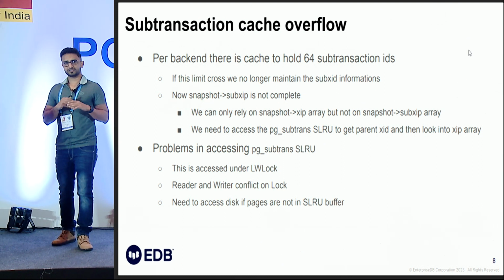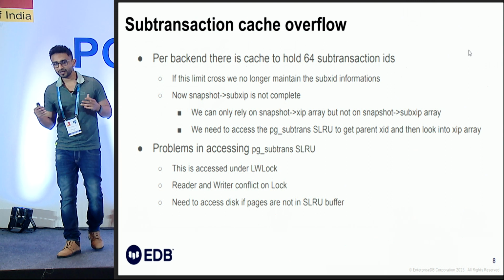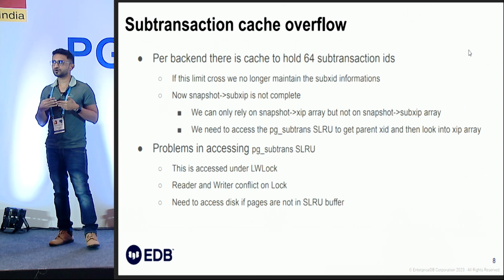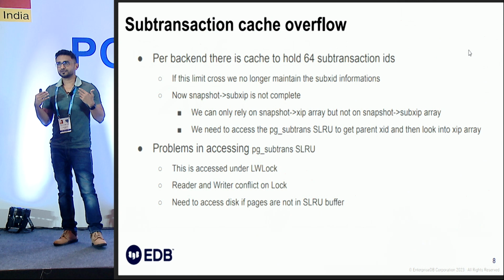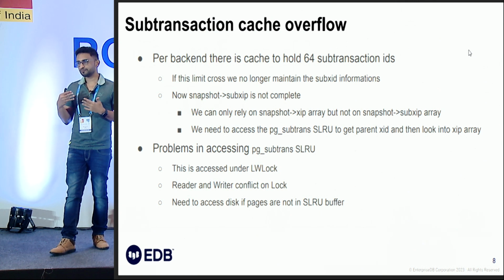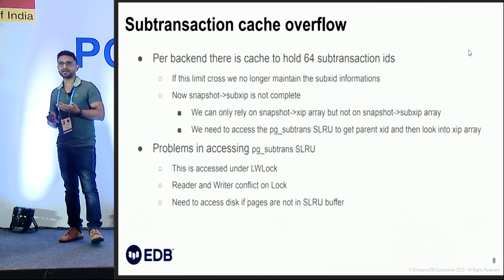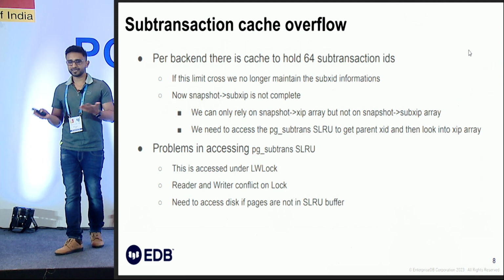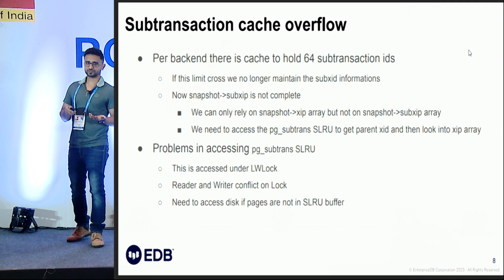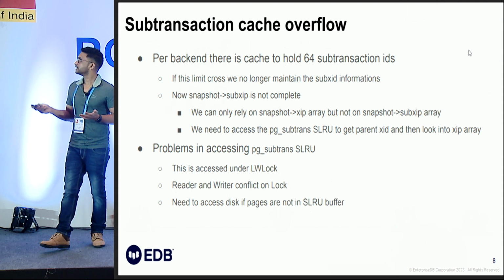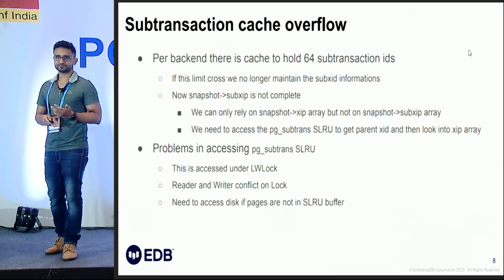Another thing is that it may so happen that you might not get the subtransaction you are currently looking for in the buffer. So you might need to do buffer eviction and get the information from the disk also. So that is the problem of subtransaction cache overflow.